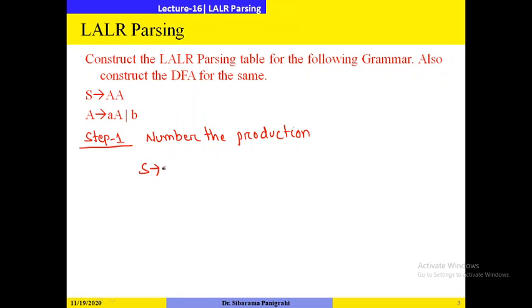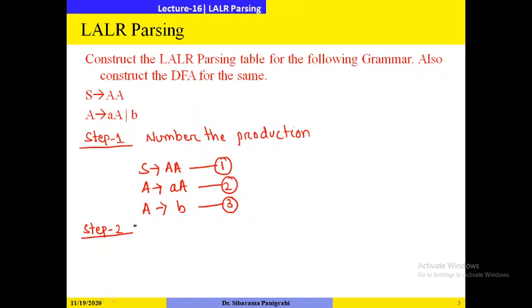S gives AA is production number one. A gives AA is production number 2. A gives B is production number 3. Now step number 2. What is step number 2? In step number 2 we will obtain the augmented grammar.